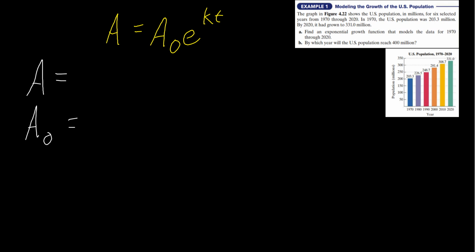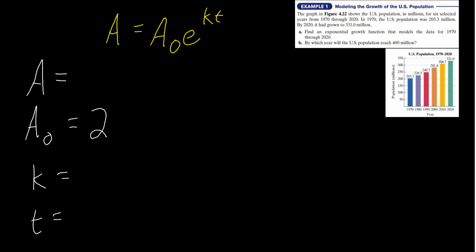Again, e is not a variable. It is a constant. The constant of the natural log, 2.71828, and then k, and then t. Okay, so from the example, we are given this data. What is the initial amount? The initial, right? That's what A naught is. What is the initial amount of people in the United States? All right. Well, in 1970, the initial amount was 203 million.